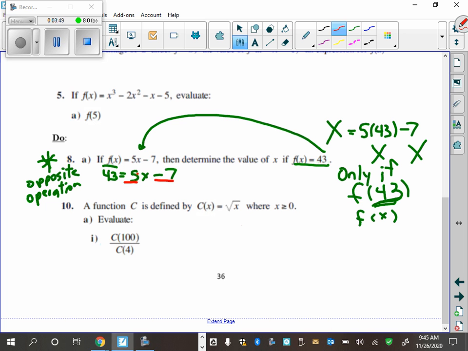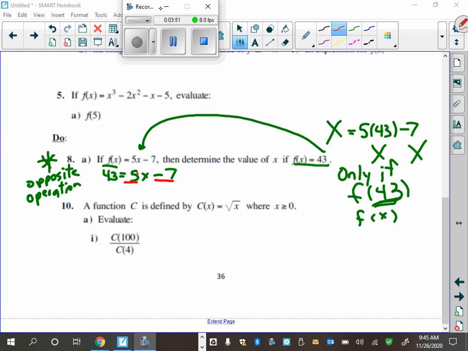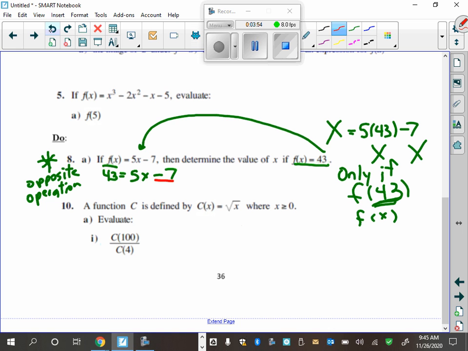Let me get rid of the red now. Okay. Another way of saying it is before we get X by itself, you'll get 5X by itself. But you have to know what to do here. You can't guess anymore. Okay, so add 7, everyone, and then divide by 5. And it works out every time. Add 7 and divide by 5.